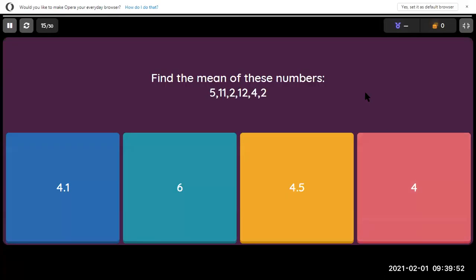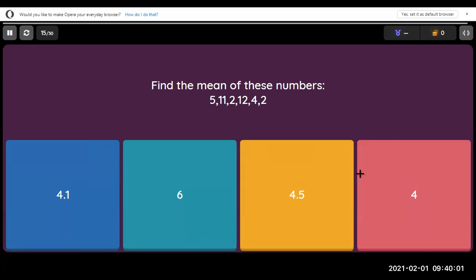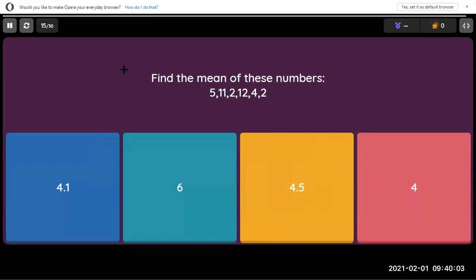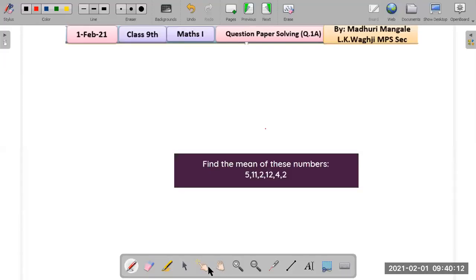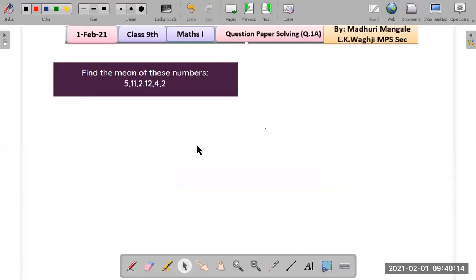Find the mean of these numbers. Please don't do guesswork. How do we find the mean? We add all the numbers, right? And then divide by the number of numbers, isn't it? For hints, go to the Zoom page and you should be able to see the question here.